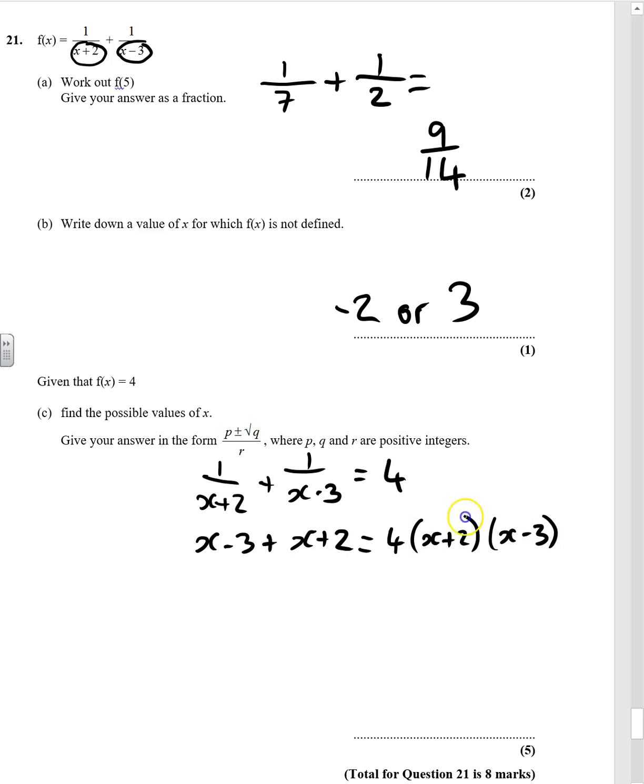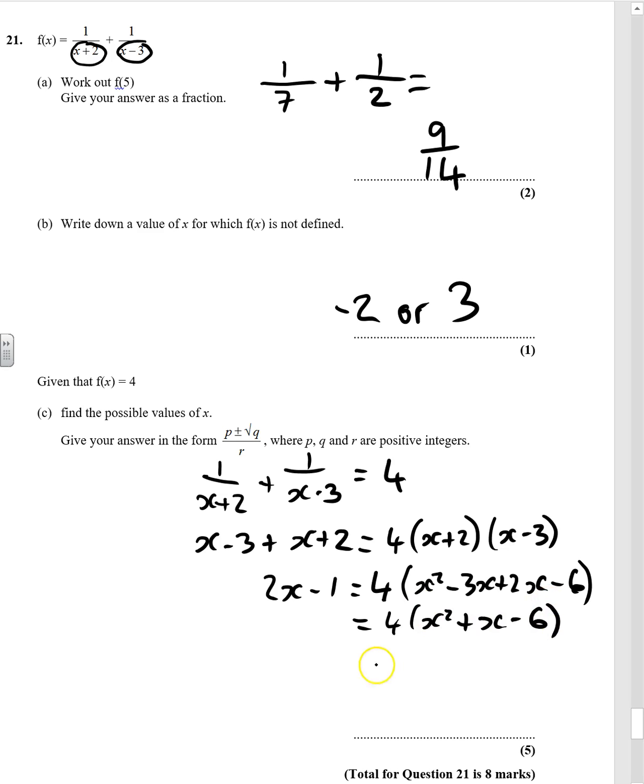Okay, now we can collect this up. We've got 2x and a minus 1. Expand the double bracket. x squared minus 3x plus 2x minus 6. I'm sure we've expanded that somewhere else in the paper actually. This collects together to 4x squared plus x minus 6.